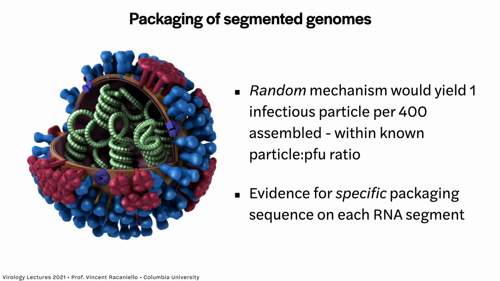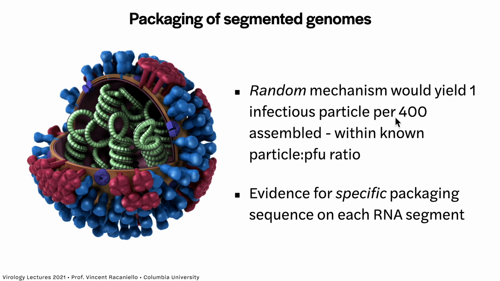So far we've talked about genomes with one nucleic acid piece, monopartite. What about segmented genomes? How do they get packaged? Is it random or are there signals? Well, actually, if you did the math and you said, okay, let's take influenza virus. They have 8 segments. If you just had a random mechanism for grabbing 8 segments, it would actually give you an infectious particle per 400 assembled.